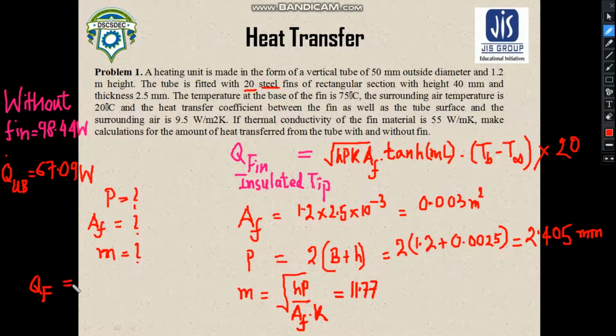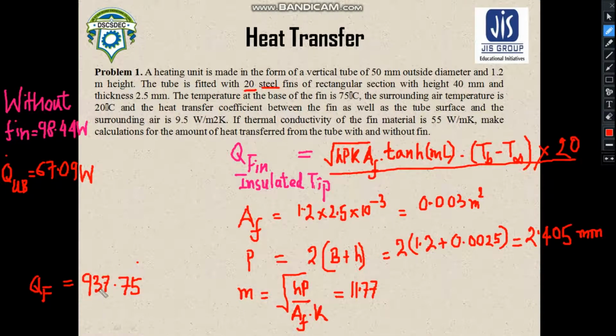Okay, this Qf suggests the heat transfer rate through this fin which is having an insulated tip. So after putting the relevant values in this equation and multiplying it by 20, because we need to calculate the heat transfer rate for the 20 steel fins which are attached here, you will find that this calculation will yield the value of 937.75 watts.